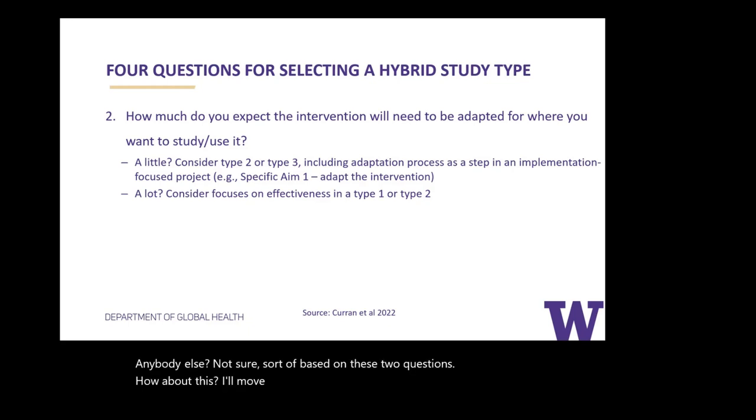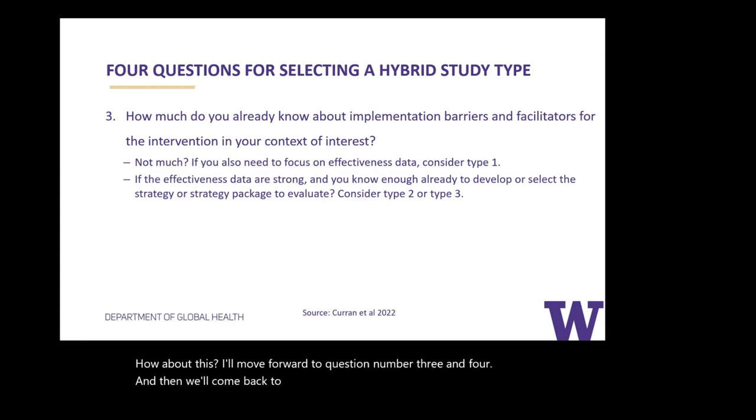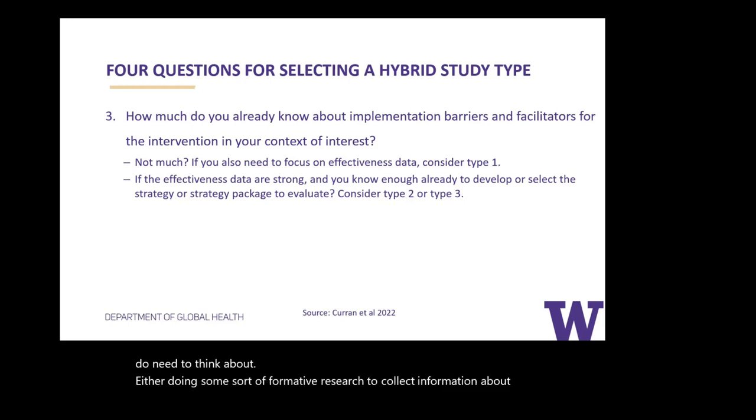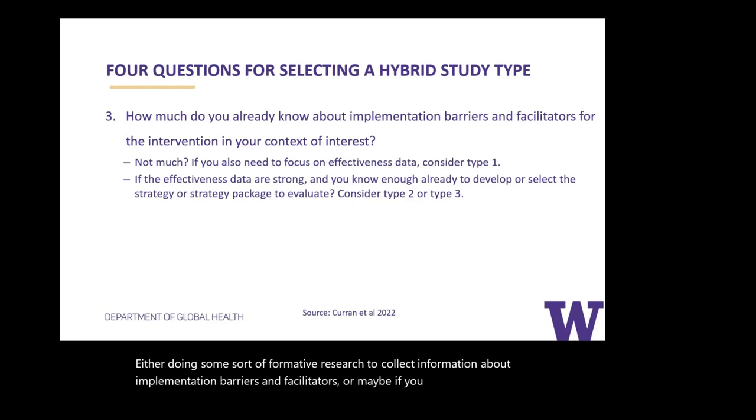How about this? I'll move forward to questions 3 and 4, and then we'll come back to this. So the third question is how much you already know about the implementation barriers and facilitators for the intervention in your context of interest. And again, if you don't know a whole lot about what the implementation issues might be, maybe there haven't been that many studies of this intervention in that kind of setting, or maybe those settings are kind of novel and haven't really been studied closely before, so you really don't know, then you probably do need to think about either doing some sort of formative research to collect information about implementation barriers and facilitators, or maybe, if you also need that effectiveness data, thinking more about that hybrid one end of the continuum.